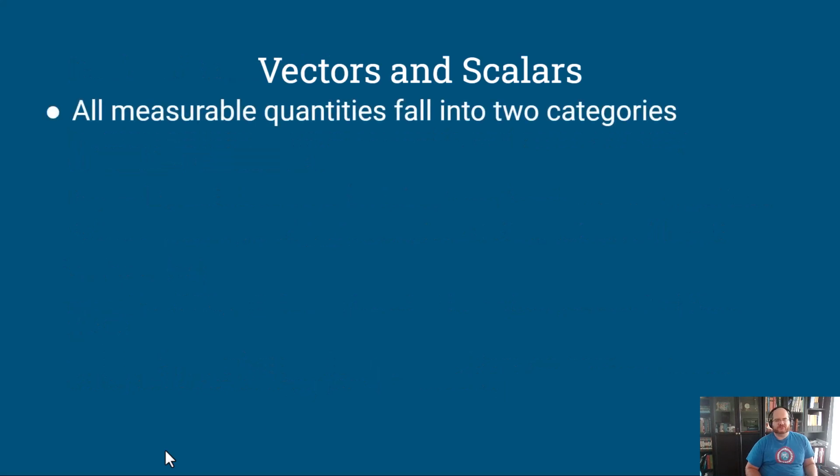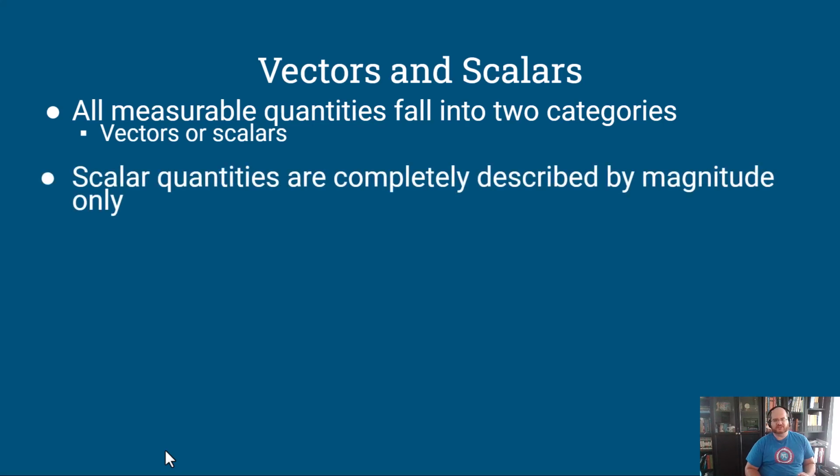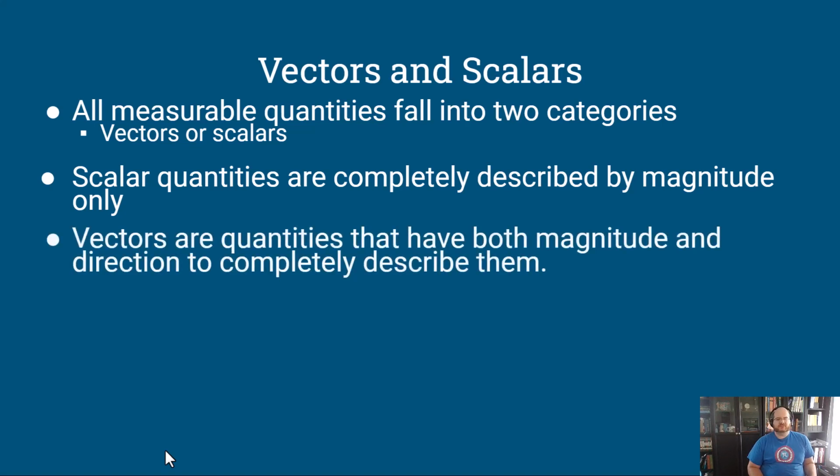Now, all measurable quantities fall into 2 categories: vectors or scalars. Scalar quantities are only described by magnitude, or how much they are, like money, how much something is, or time, how long it takes something to happen. Vector quantities comprise both magnitude and direction to describe them completely. So a vector that you may have heard of, like acceleration, how quickly something is increasing or decreasing in speed, but also what direction that acceleration vector is pointing.